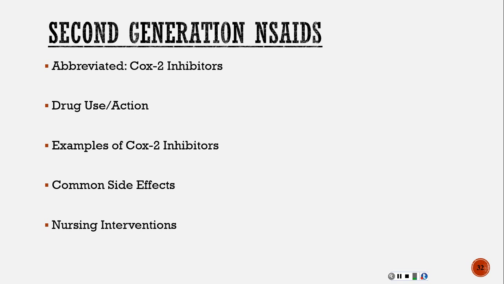Also, with these, you want to give with a full glass of water and also with food. So, a snack just like the first generation. Remain upright for 15 to 30 minutes following administration. The second generation NSAIDs, so Celebrex, give it with food, because remember the GI upset issues as well with the second generation. So we give them with a snack or a meal, and then keep them upright for 15 to 30 minutes after administration.